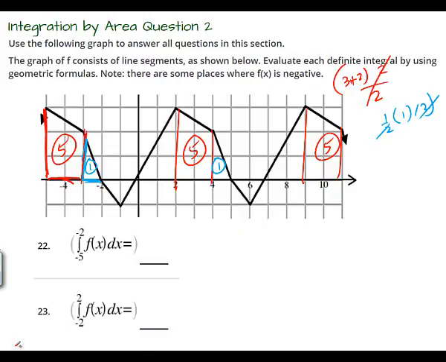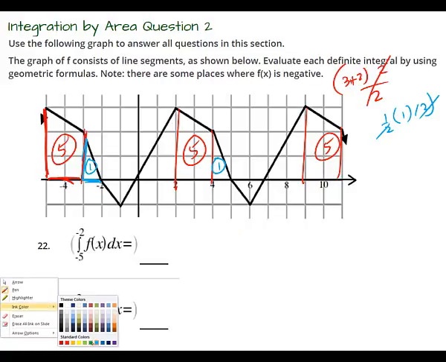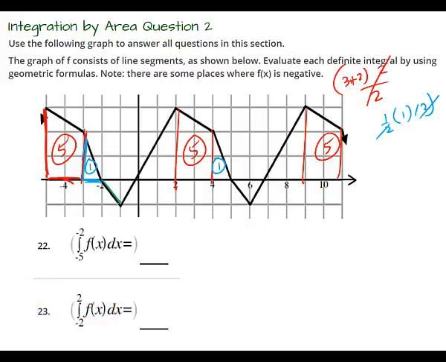Okay. Go to another color. We'll do green. Looking at this little triangle right here. 1/2. What's the length of the base? 2. What's the height of the triangle? 1. Technically -1, right? Because it's going down. So what's the area of that triangle? -1 for both of these triangles.